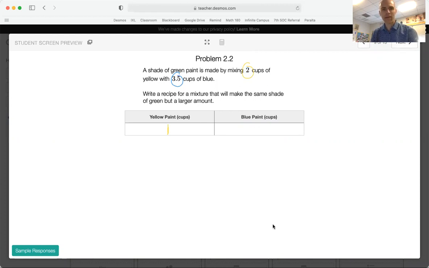Okay, and so now they want us to do the same thing, but this time a larger amount. This is actually easier, in my opinion, because we can just double everything. If we want to take the yellow that was originally 2 cups and double it, let's make it 4. Oops, that was supposed to be yellow. And then if we want to double the 3.5, that's 7.